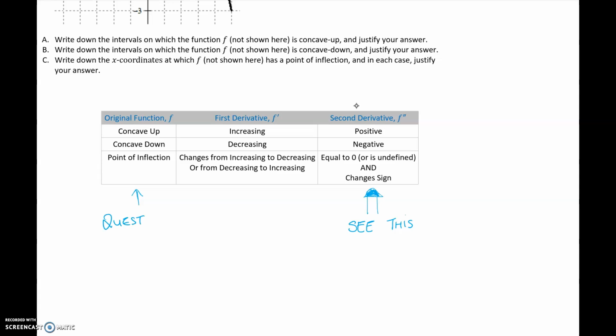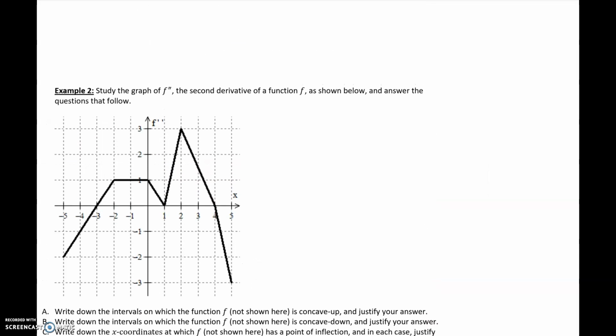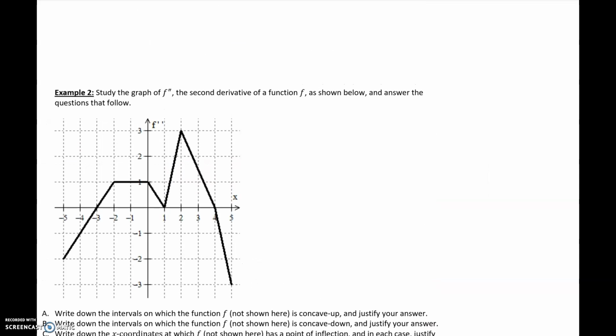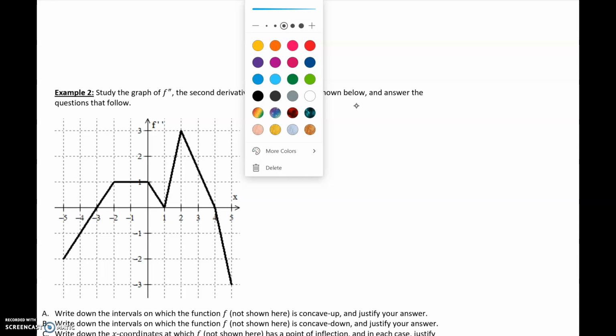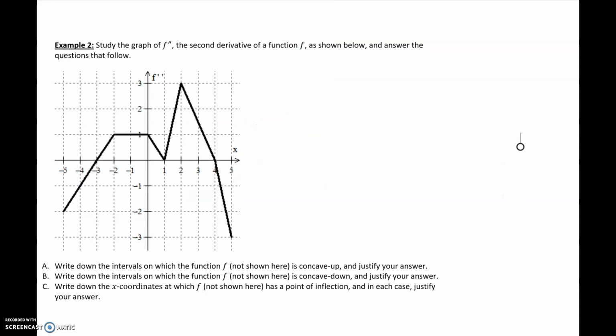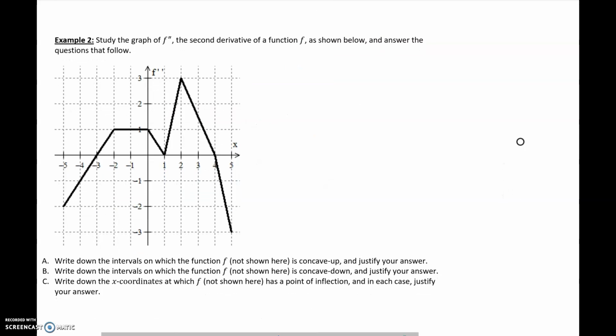So we're going to see the second derivative, but we're going to be questioned about this. The homework you did last night was where we saw the first derivative and we were asked about the original. Okay, so let's look here at the questions involved. Study the graph of f double prime, the second derivative, and answer the questions involved.